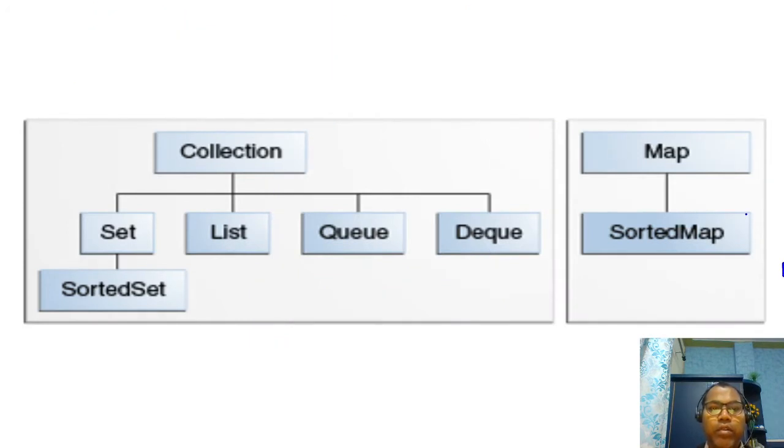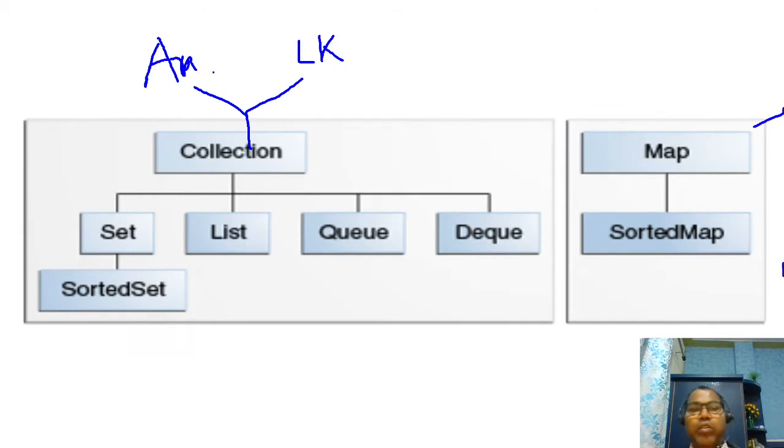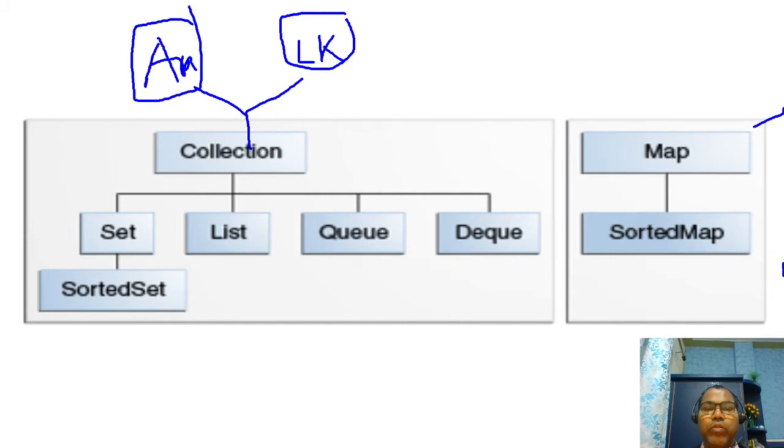Collections is implemented basically in two forms of data structure. One is the basic data structure, your array, and second, your linked list, maybe singly linked list or doubly linked list. These both data structures are implemented by Java as a collections framework and provided to us as a list of classes and interfaces.